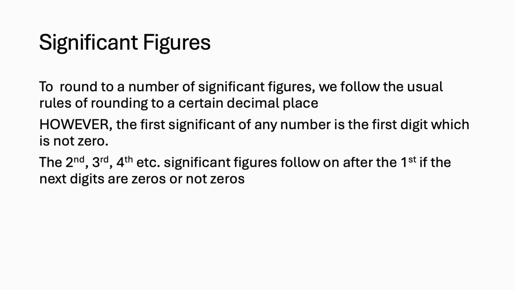The second, third, fourth, and so on, significant figures follow on after the first, whether the next digits are zeros or not zeros. So again, if we have 0.0049602, as we said, the 4 is going to be the first, the 9 is going to be the second significant figure, 6 is going to be the third, this 0 will be the fourth, and then the 2 would be the fifth significant figure.